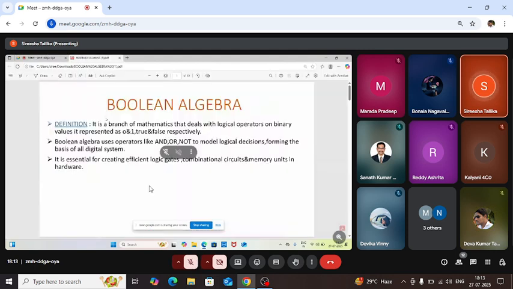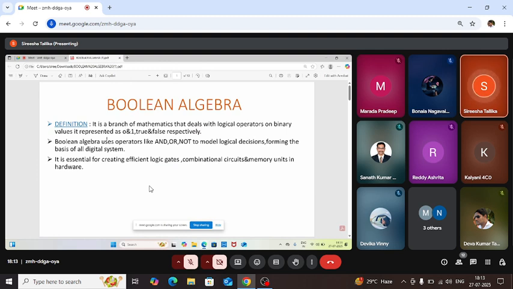Today the topic I am going to explain is Boolean algebra. The first introduction of Boolean algebra: it is used basically in mathematics to deal with binary values like 0 and 1. It is the branch of mathematics that deals with logical operators on binary values like 0 and 1. It also means high or low, and true or false, etc.